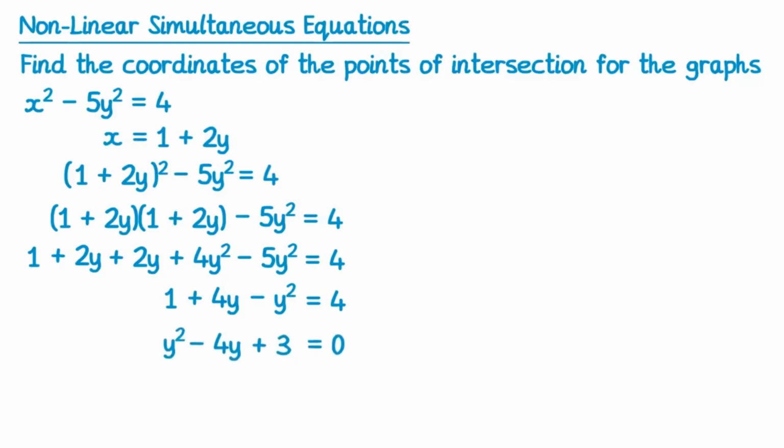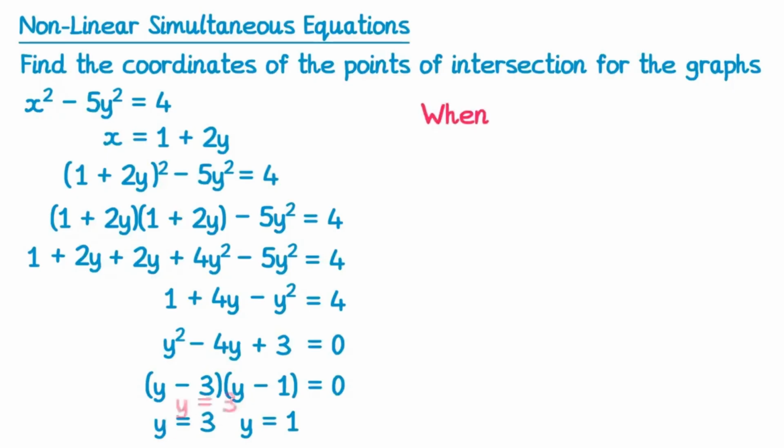So to factorize this one, I need (y minus 3)(y minus 1) equals 0. And this gives you two solutions: y equals 3 and y equals 1. Now we have our y values, we'll need to work out the corresponding x values. So I'm going to substitute those back into the second equation, x equals 1 plus 2y. So when y equals 3, x is going to equal 1 plus 2y, so x equals 1 plus 2 lots of 3. So x equals 1 plus 6, and 1 plus 6 is 7.